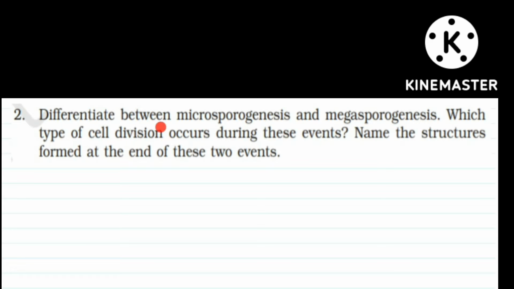Differentiate between microsporogenesis and megasporogenesis. Which type of cell division occurs during these events? Name the structures formed at the end of these two events.